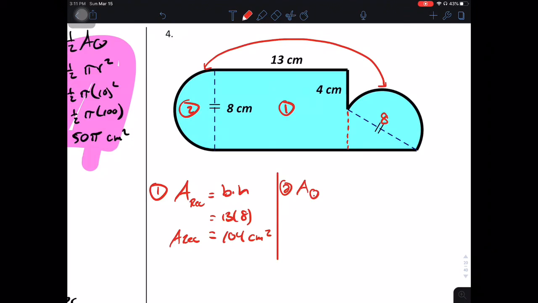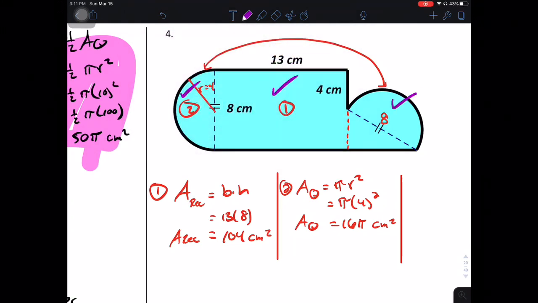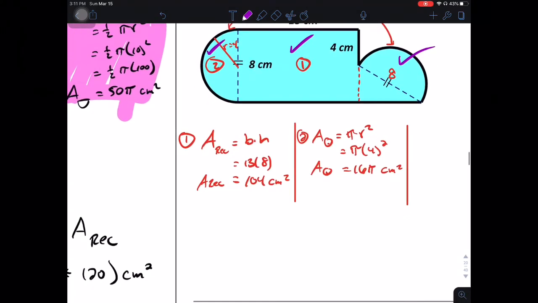It's just the area of 2 half circles, so it's the area of a circle, which is pi r squared. If the diameter is 8, that makes the radius 4. So pi times 4 squared is 16 pi. The units we're using is square centimeters. So we have just taken care of this shape, and this shape, and this shape. We're left with a triangle.